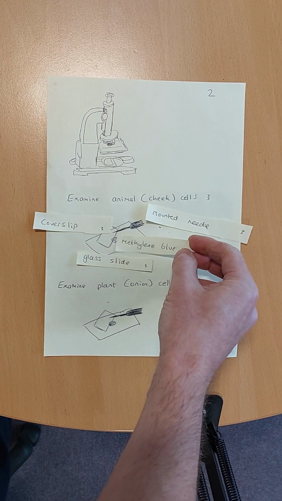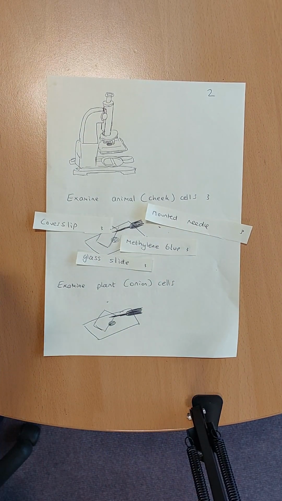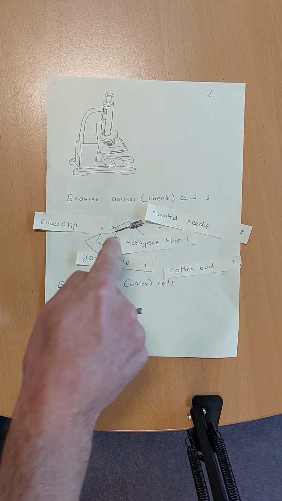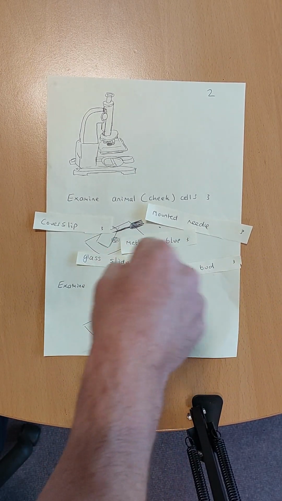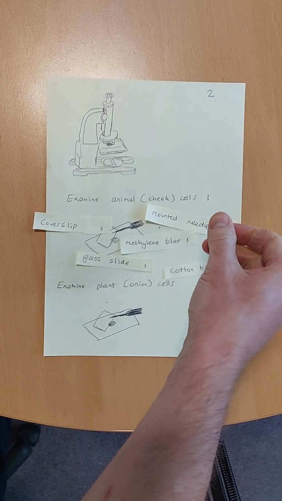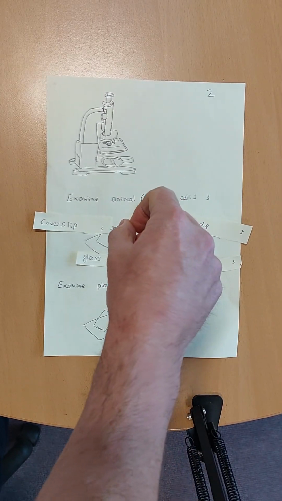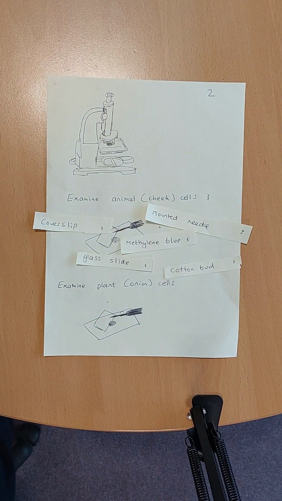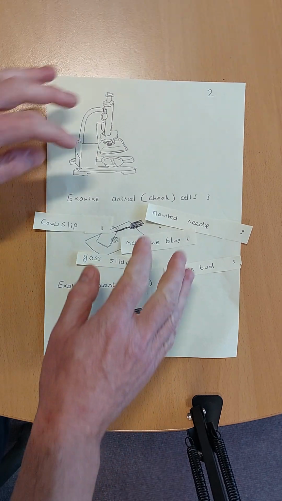So we put the methylene blue on the glass slide. We rub the cotton bud in the methylene blue, then we use the mounted needle to lower the cover slip into place, and then we can use the light microscope to examine it. If you have to describe it, always worth mentioning to use the microscope to examine it, because you'll probably get some marks for that.